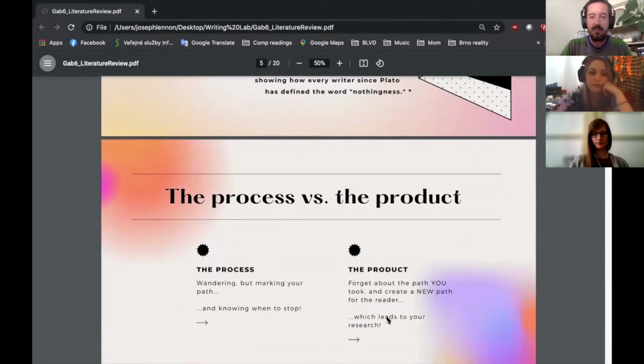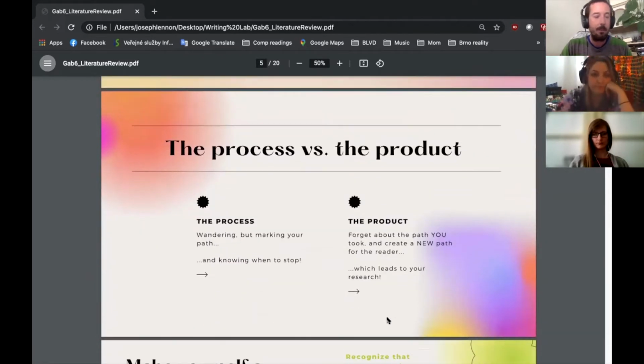One way, and this is sort of how we think about it, is to make sure you know the difference between the process and the product. So the process of a literature review could, like we said, take many, many years. You might wander, you might follow a lot of different paths, but you need to make sure that you mark that path and that you know sort of where you're going, even if you don't know completely. And most importantly, knowing when to stop.